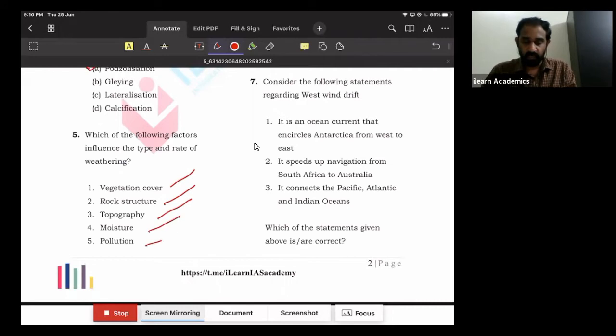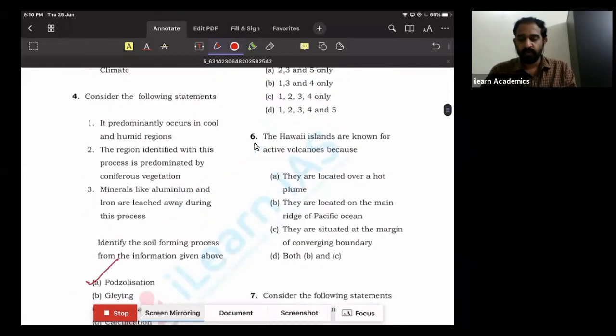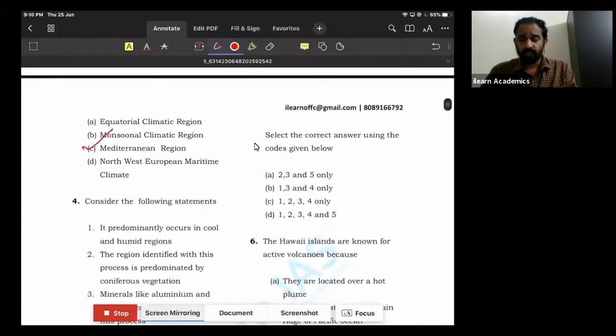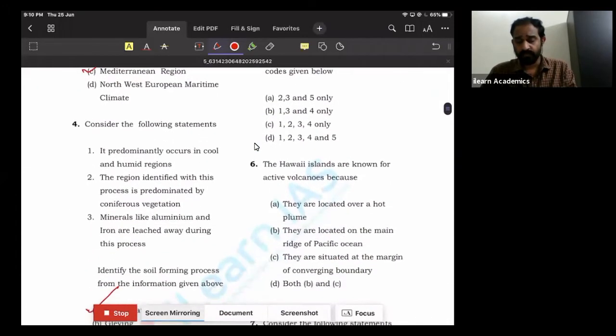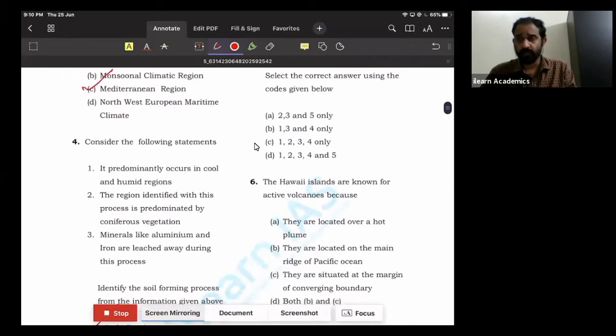Then there is pollution. You might get confused how pollution will aid in weathering. So you just think about what are the various forms of pollution and what are the different processes associated with weathering. One such process is the acid rain. The formation of acid rain can, in fact, affect the weathering process. It can dissolve many of the minerals found in the soil, and it can make the soil forming processes much easier. So the answer is D, 1, 2, 3, 4, and 5.